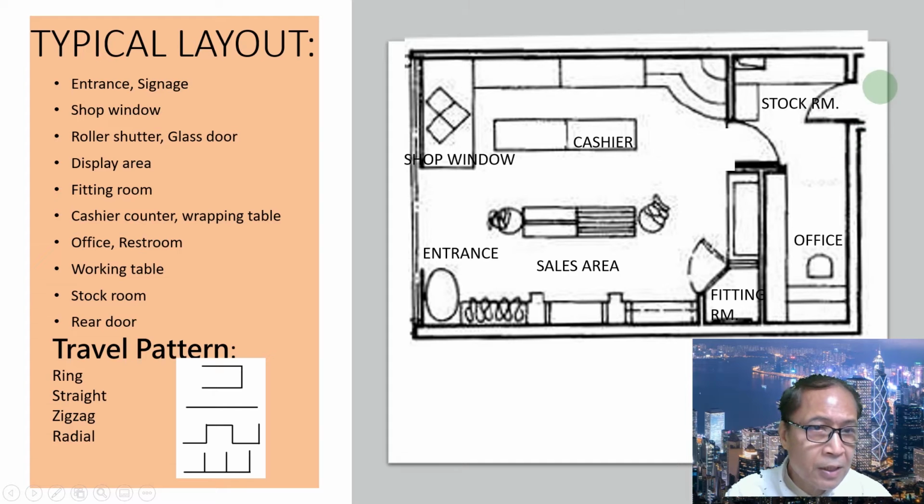This is mostly a service aisle behind. The travel pattern means the pattern of the customer walking pattern. There will be a ring pattern, a shrink pattern, a zigzag pattern, and a radial pattern. But this is important for a big store. For a small store, mostly the travel pattern will be very, very simple, just like this one, a ring travel pattern.